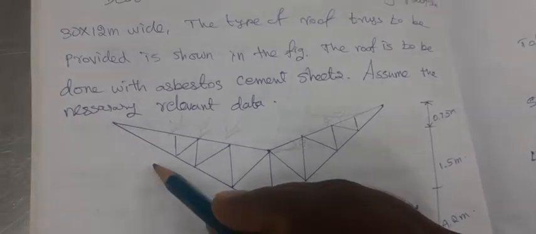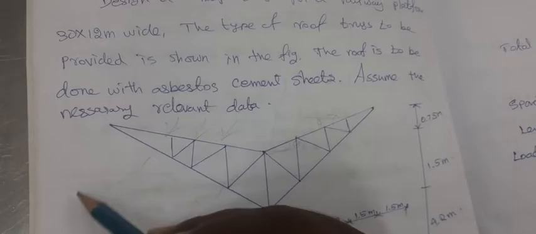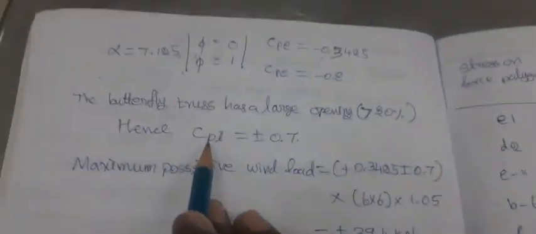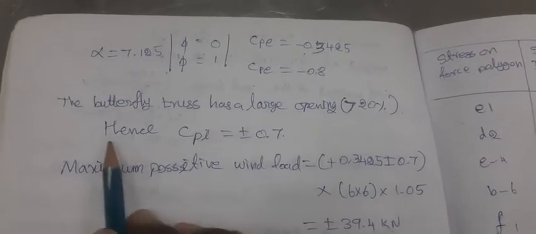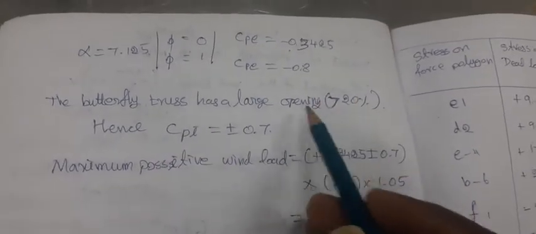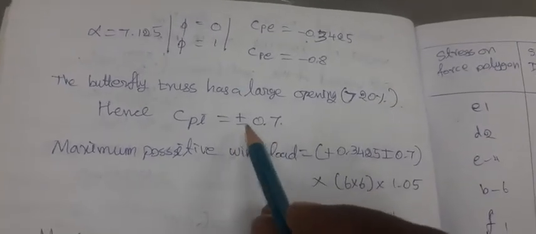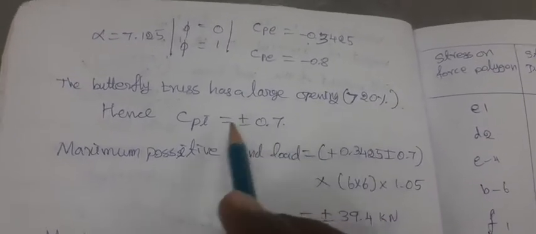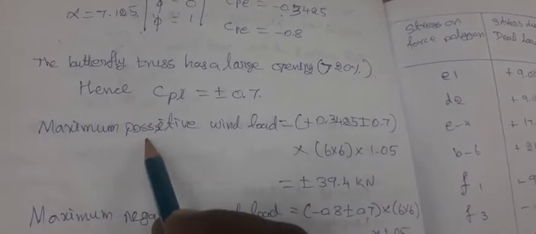So we know it is a large opening. Sometimes it also has a negative wind pressure, from bottom to top, sometimes it may occur. So that's why we have assumed a coefficient of internal wind pressure. Here we take it for more than 20%. Its value comes plus or minus 0.7. It is its coefficient. So from this coefficient we have to find the maximum wind pressure.